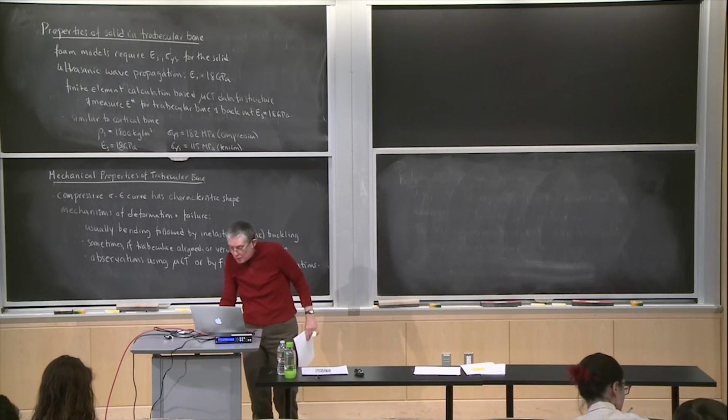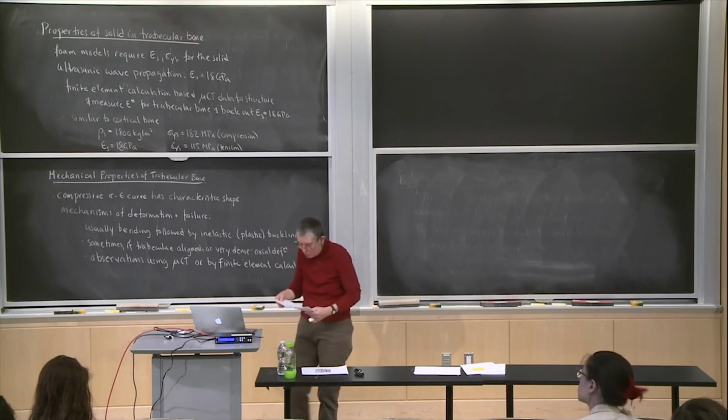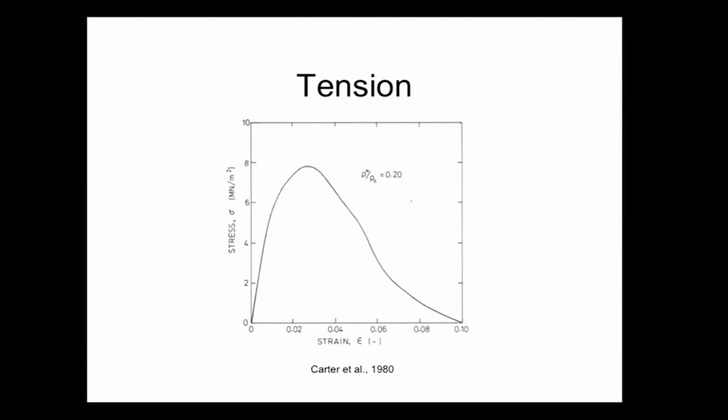Okay. And this is a stress strain curve in tension here. In tension, you get failure at smaller strains, and you get microcracks in the bone.